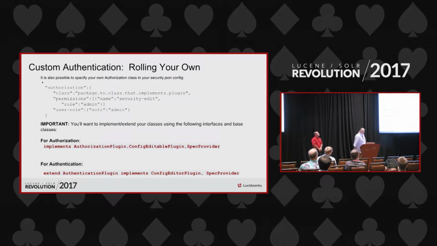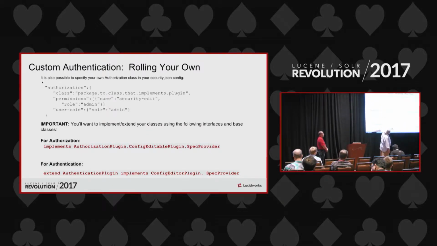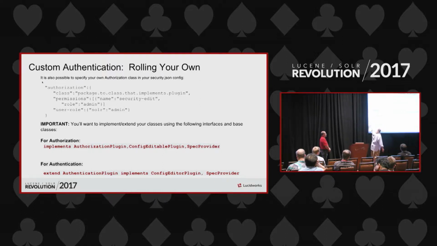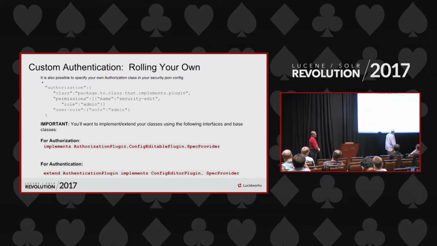So in the case that you wanted to write your own, and this is actually undocumented, I know there's a lot of text on this screen here, but I'm speaking to engineers, I imagine, so this is important. If you're going to write your own authorization plugin, you need to implement these interfaces: the authorization plugin, config editable plugin, spec provider. If you want to create your own authentication plugin, you need to extend this base class and implement these two interfaces.